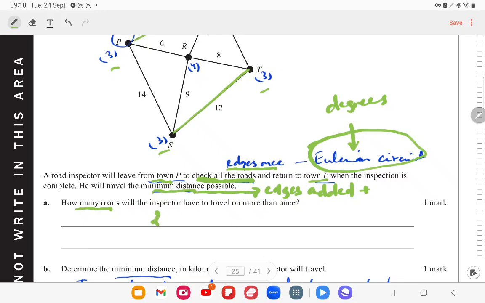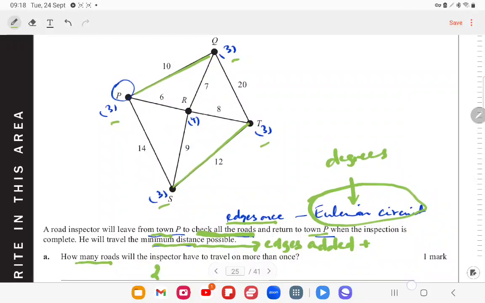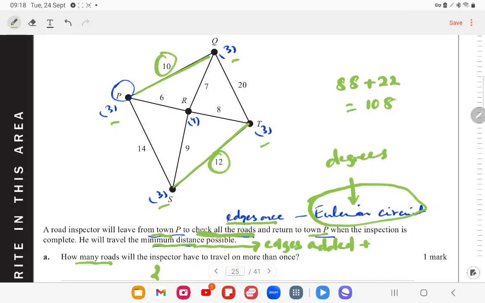Now determine the minimum distance. As I've explained previously, when they ask you to calculate the minimum distance, first you have to add all the edges. The sum of all these edges is actually 88. Then you have to repeat those edges which have odd degree vertices at either end. That implies that you have to add 10 plus 12 to it, which is 22. And the total minimum distance he travels is 108.